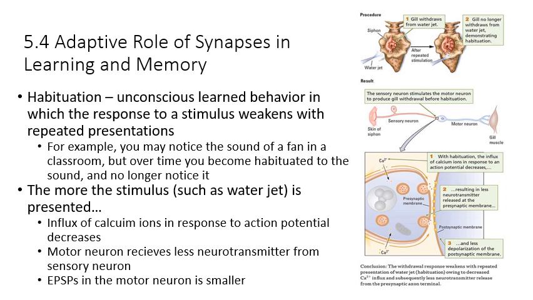So what's happening neurobiologically, there's typically an influx of calcium ions in response to the action potential, and this influx of calcium ions actually decreases in the aplysia cells. The motor neuron receives less neurotransmitter from the sensory neuron, and the excitatory postsynaptic potential in the motor neuron is smaller, meaning it's less likely to create another action potential.